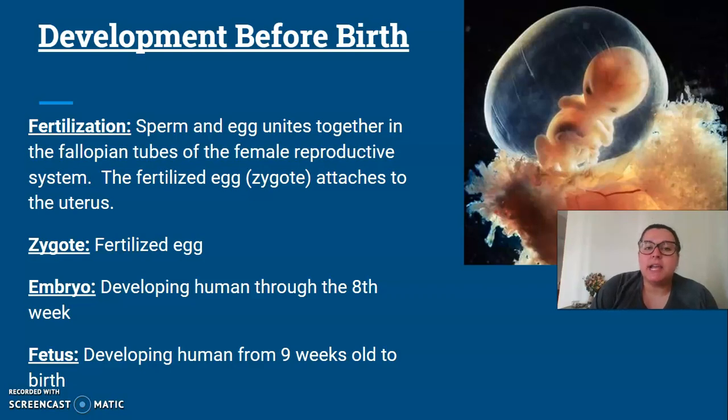Now, as that zygote begins to grow and change and get bigger, we call that the embryo. The baby is called an embryo up until 8 weeks of life. After that, we call it a fetus from 9 weeks up until the time that it's born. What you see here is an embryo, so it's under 8 weeks old, and you can see how it's starting to look more human. You can see the eyes, you can see the head, and we'll learn all about this today.